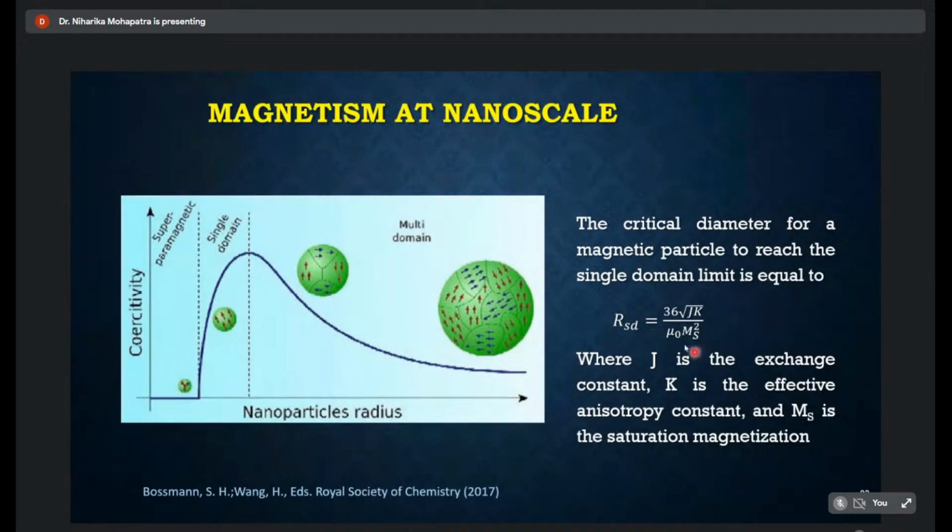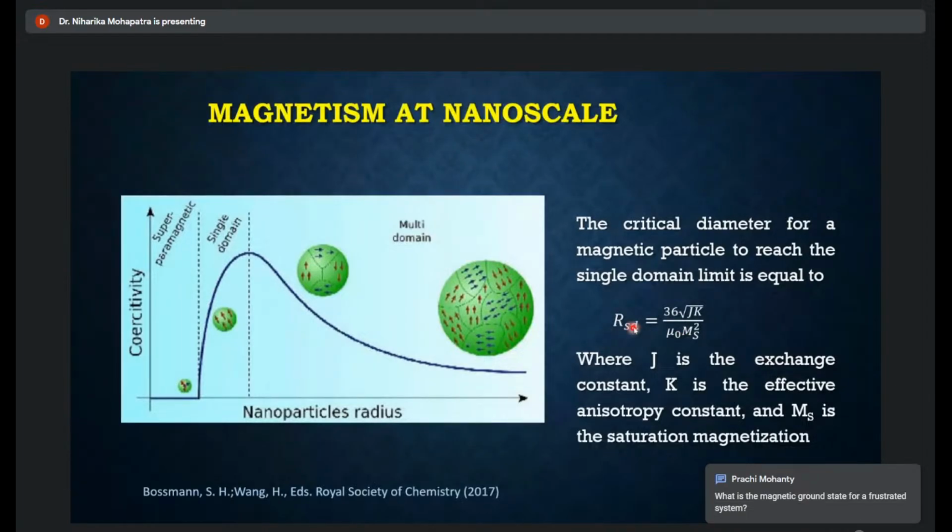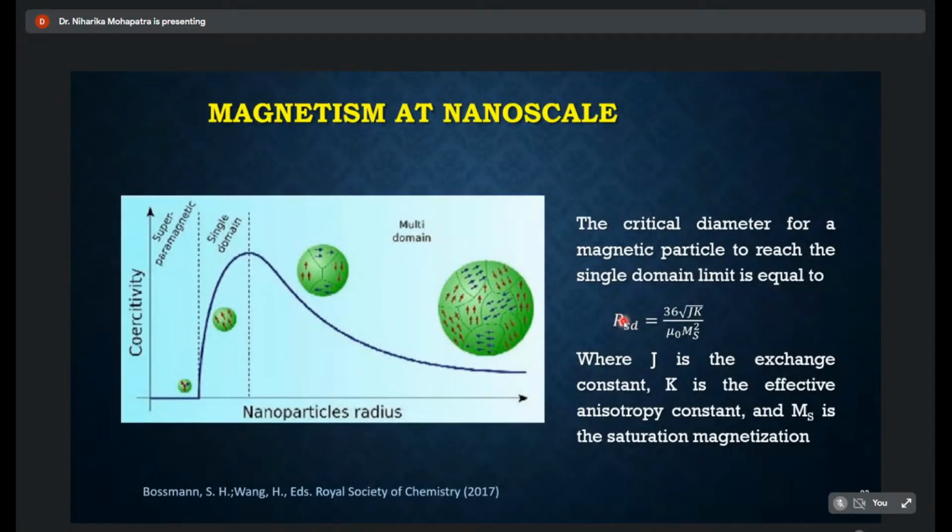Okay, so first I will tell you the critical diameter to reach this limit, which is defined by this particular factor. This particular factor, that is R_SP, is 36 times the square root of JK by mu naught Ms square, where J is the exchange interaction, K is the anisotropy constant, and Ms is the saturation magnetization. So this formula decides this typical size. So at this size, it becomes a superparamagnet.